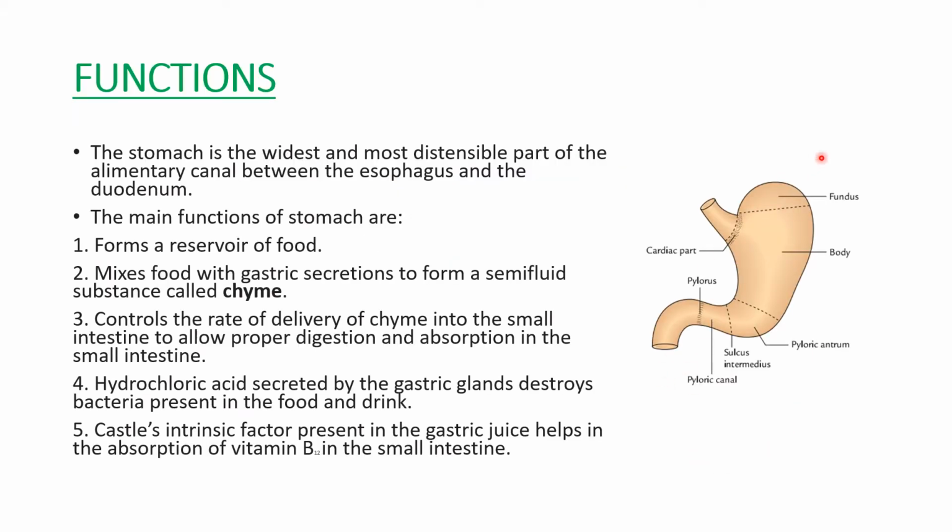Today we are going to talk about the anatomy of the stomach. The stomach is the widest and most distendable part of the GIT, and it connects the esophagus to the duodenum. Some of the functions of the stomach are: it serves as a reservoir of food, it produces hydrochloric acid which aids in digestion of proteins, and it also produces an intrinsic factor that aids in absorption of vitamin B12.